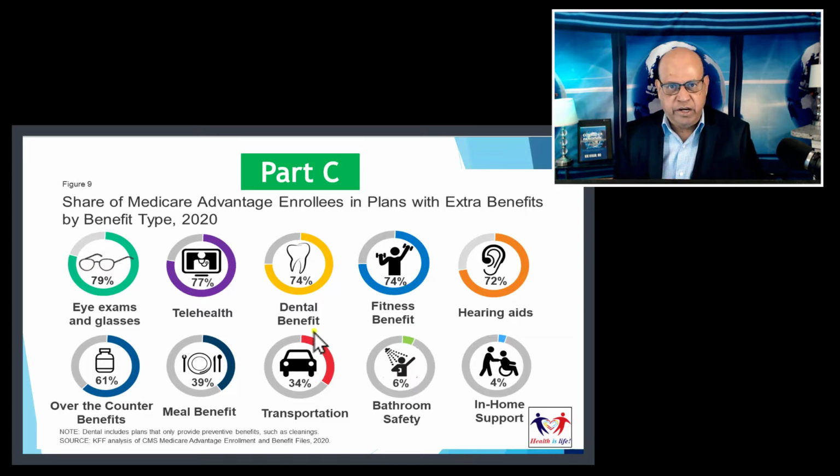Whereas Part C, the Medicare Advantage plan, can cover, as you can see, 79% of the people have eye exam, glasses, telehealth, dental benefit, fitness, gym, hearing aid, over-the-counter drugs, meal benefits, transportation, safety equipment, and in-home support. So there are a lot of ancillary services that are provided by the Medicare Advantage plan, which would have cost you quite a significant amount of money if you needed those services. Whereas if you are with a Medicare Advantage plan, you would have all the services covered by the plan.